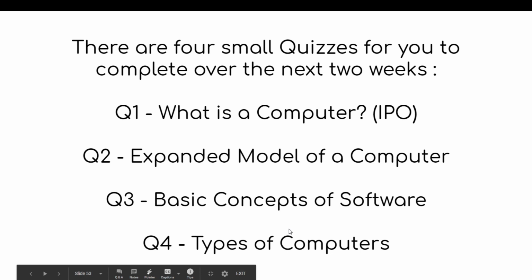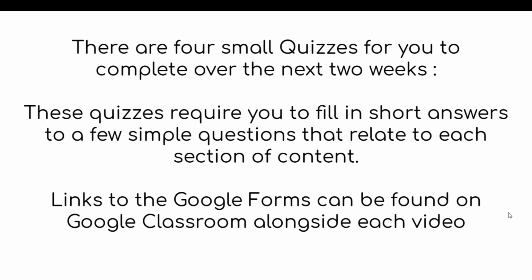So there are now 4 small quizzes for you to complete over the next couple of weeks. You have quiz 1, which is on what is a computer, Q2 on the expanded model, Q3 on basic concepts of software, and then Q4 on types of computers. The thing with these quizzes is that they require you to fill in short answers to a few simple questions that relate to each section of the content. The links to the Google Forms can be found in the Google Classroom alongside each video.